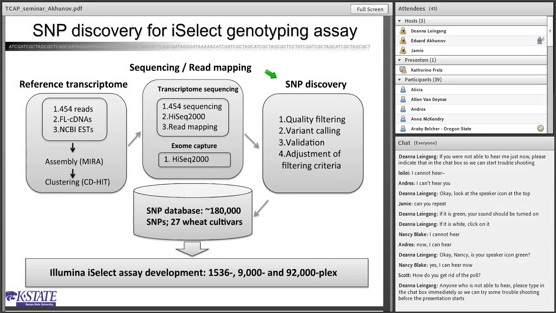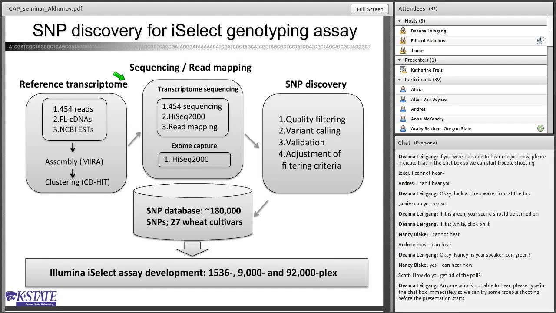And once you generate these alignments, then you can start the SNP discovery step. And during SNP discovery, you are considering multiple factors. You are looking at the coverage of variable sites. You are applying various quality filtering criteria, and then all these steps usually are experimentally validated, and based on the experimental validation, the filtering criteria are always being readjusted.